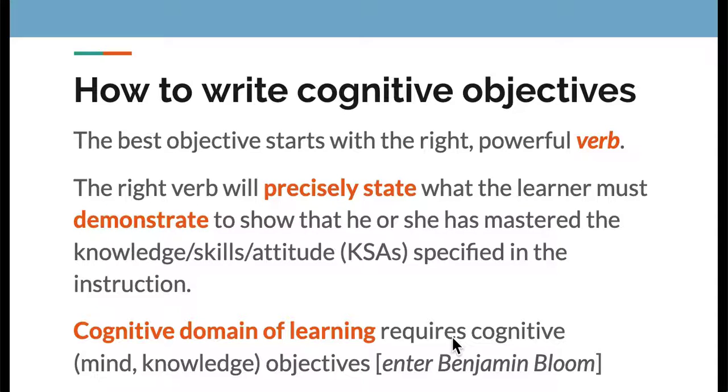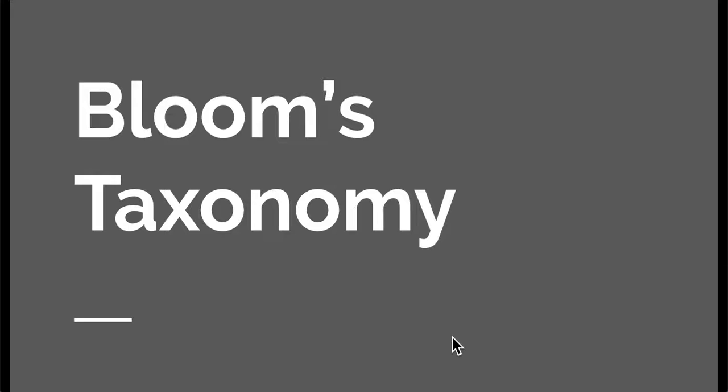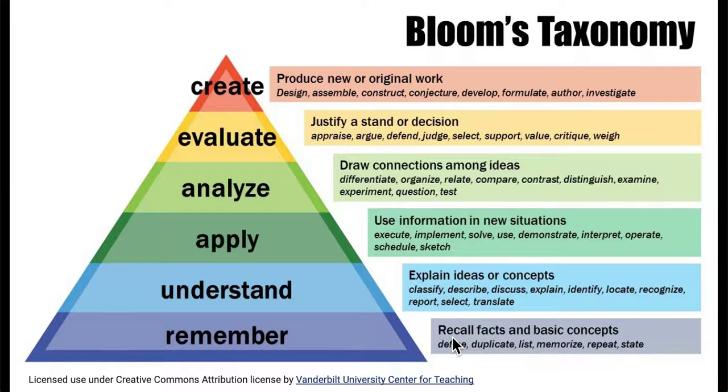The cognitive domain of learning requires someone's mind and knowledge to act on that objective. This is where Mr. Bloom enters the room. Here's a look at his revised taxonomy. There are his original taxonomies out there, which were revised in 2002, 2004, somewhere there, by a graduate student that was working with Mr. Bloom when he originally did this in 1956.